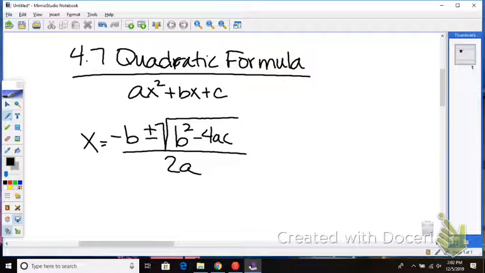5, 6, 5, 6, 7, 8. X equals negative b plus or minus the square root of b squared minus 4ac all over 2a.